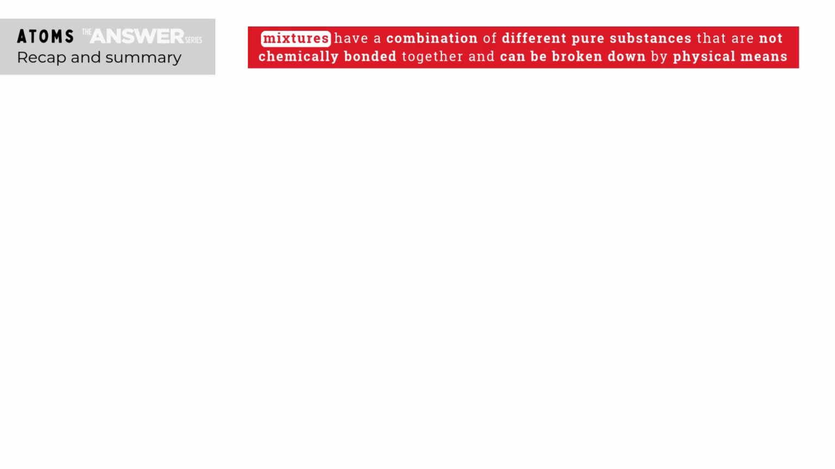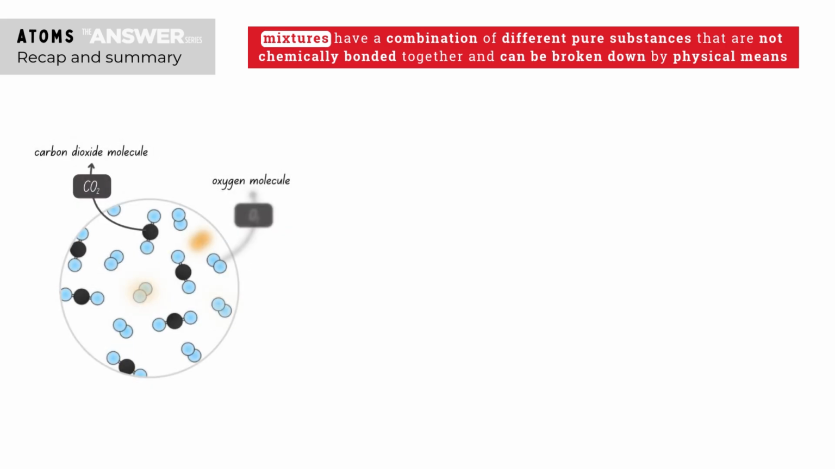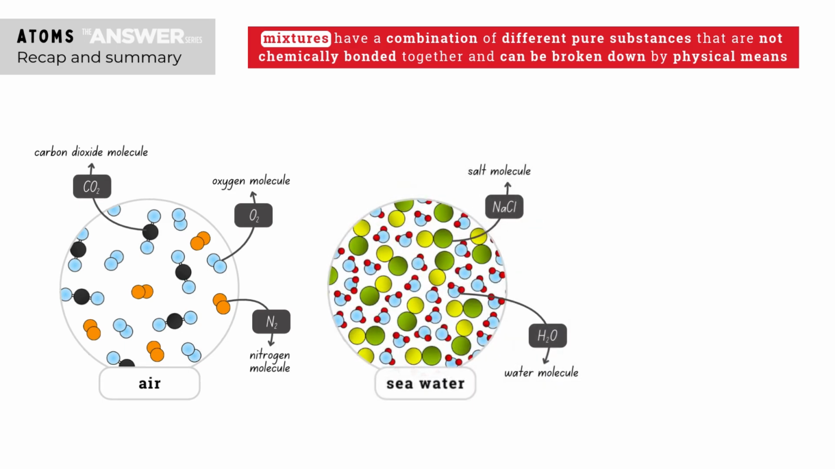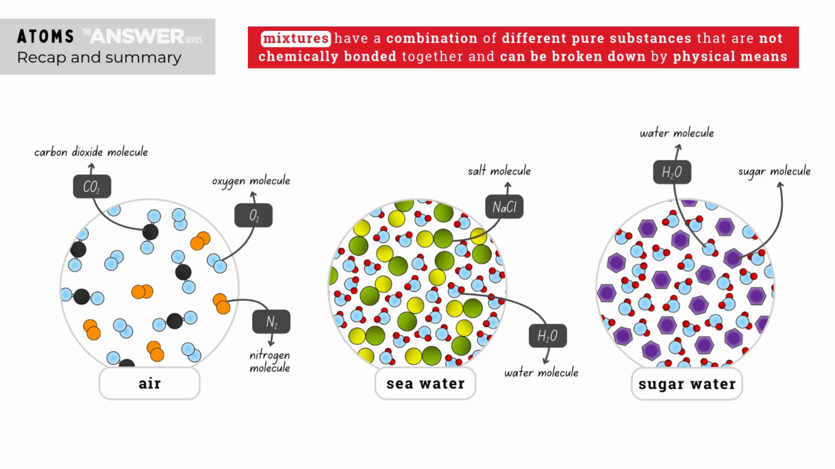Mixtures consist of a combination of different elements or compounds, a combination of different pure substances. And these things are also not chemically bonded. So in a mixture, you can still physically separate the different elements and compounds from one another.